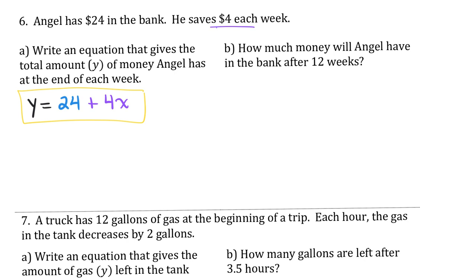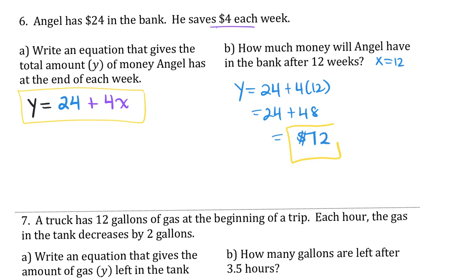Okay, B. How much money will Angel have in the bank after 12 weeks? Are the weeks the x or the y? Y is the amount of money, so x must be the week. So I'm going to plug in x as 12. Y equals 24 plus 4 times 12. So that's 24 plus 48, which is 72. Angel will have $72 after 12 weeks if he saves $4 each week, which seems reasonable.